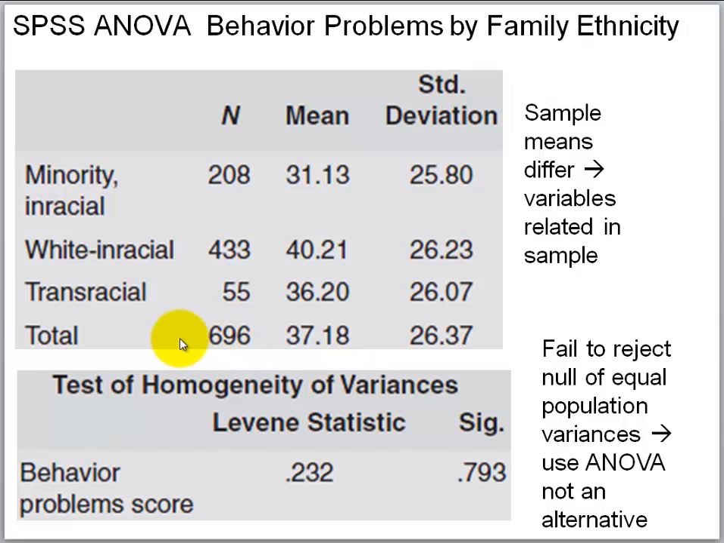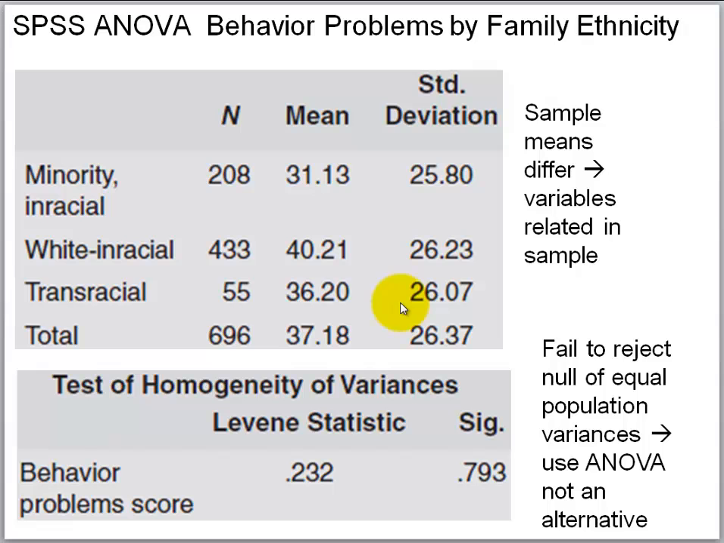This top table lists some descriptive data. We have 696 cases. The largest group is the white inracial group. Let's look at the mean scores. The white inracial group has the highest mean behavior problem score. The lowest score is in the minority inracial group, and the transracial group is in between. Here are the standard deviations in the three groups, and you might note that these standard deviations are quite similar in each of the groups.